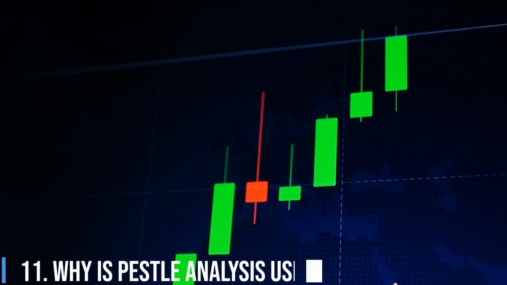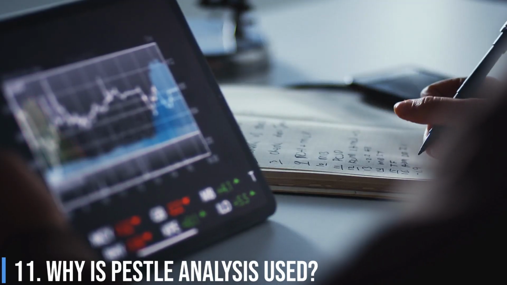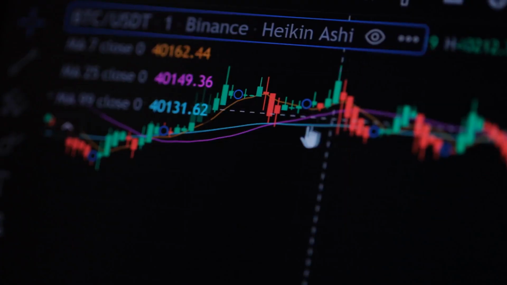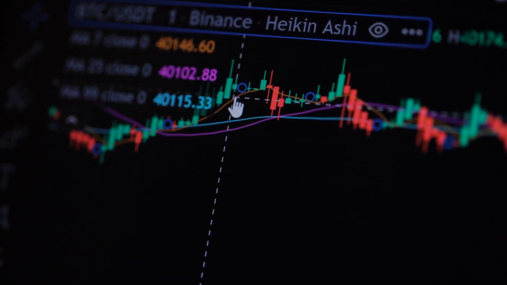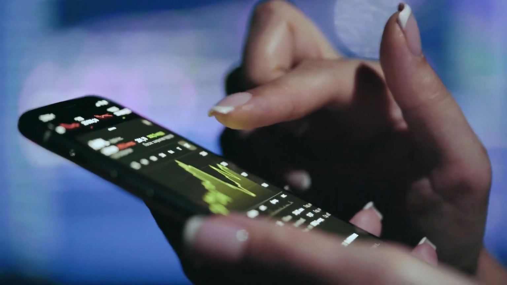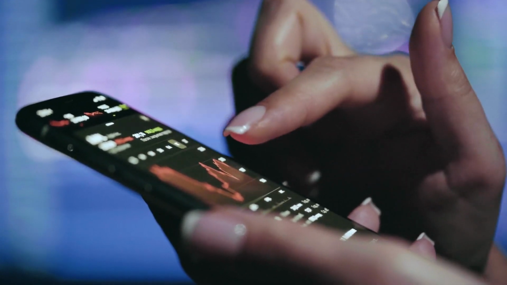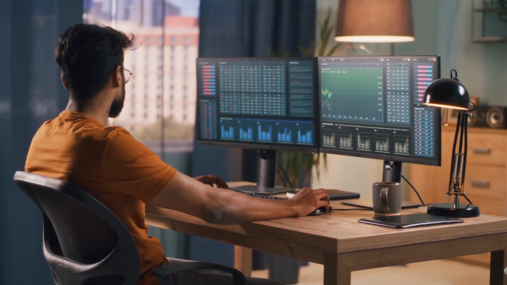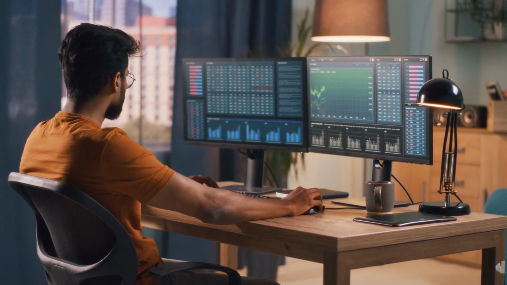Why is PESTLE analysis used? Businessmen and entrepreneurs often turn towards business analysis tools for aiding them in making suitable decisions for their firm. Before any business venture, the business owners often remain doubtful regarding its outcome and how it would be received. PESTLE analysis is adopted for determining an answer to these questions.